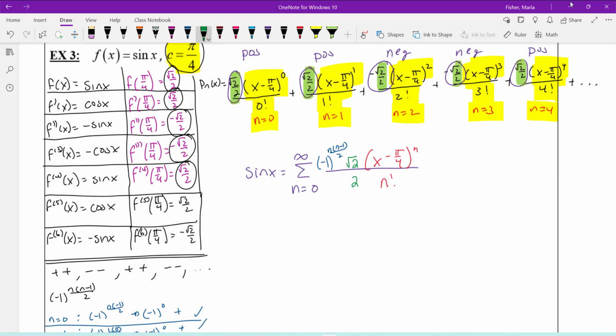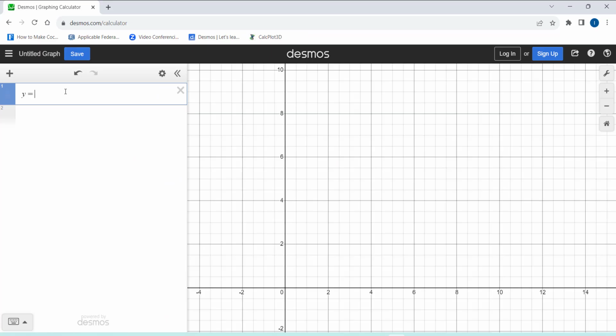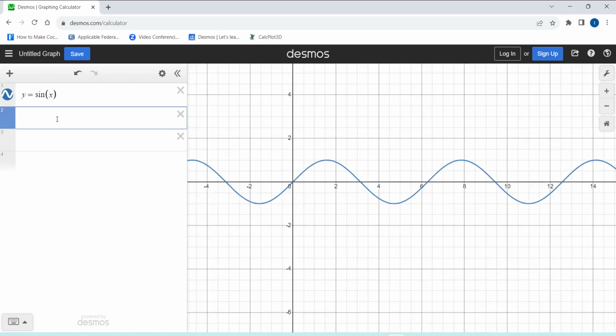Let's show this real quick in Desmos. We have y equals the sine of x, and our other one is y equals the sum from n equals 0 to infinity, so I'll put a slider of a, and then remember it was negative 1 raised to the n times n minus 1 all over 2, and then we were multiplying that by the square root of 2, and then we were multiplying it by x minus pi over 4 raised to the nth power, and then that was all over 2, and then times that n factorial.